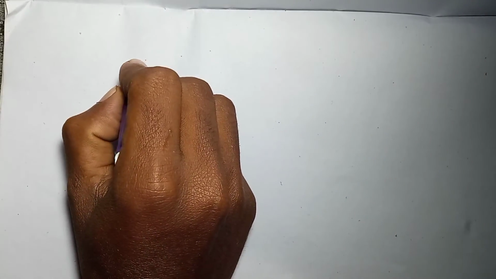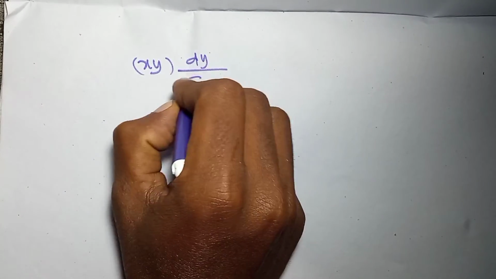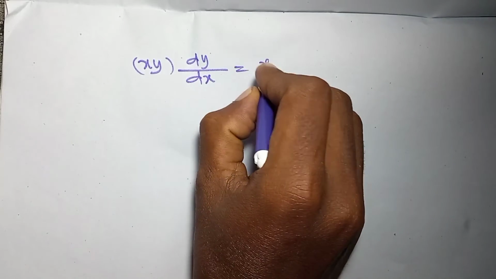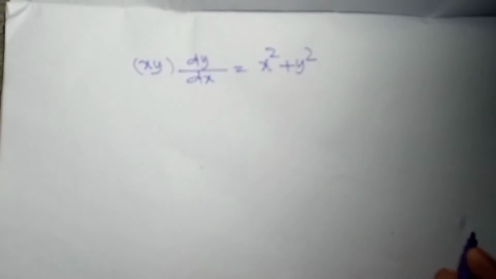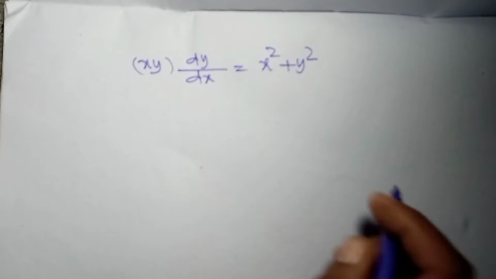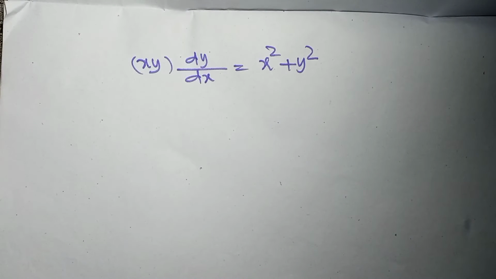So let's see an example. Let's say I have a differential equation which is given by xy multiplied by dy by dx is equal to x square plus y square. Let's say I have this differential equation and I want to test whether it is homogeneous or not.